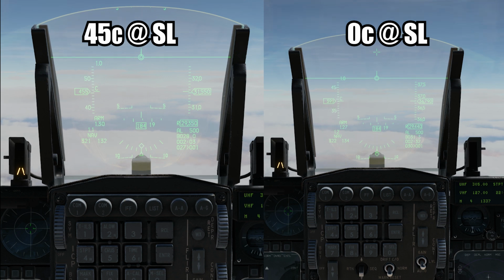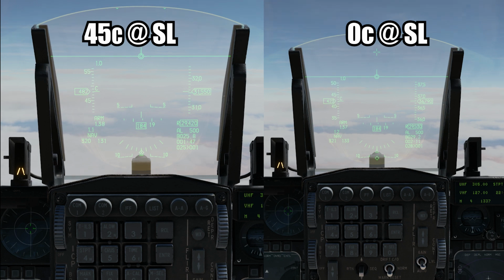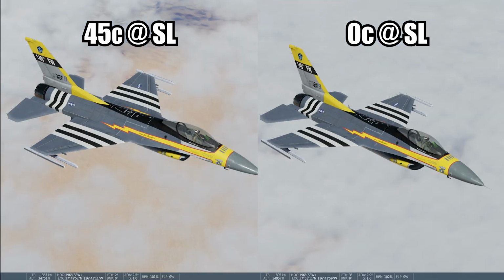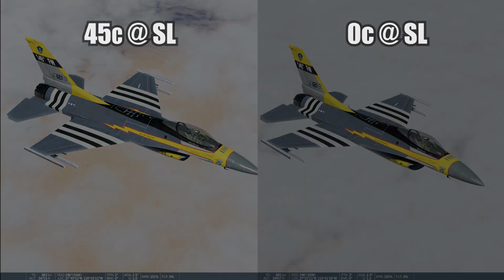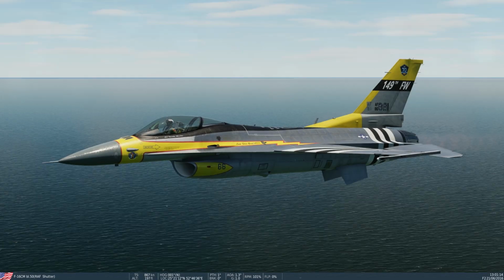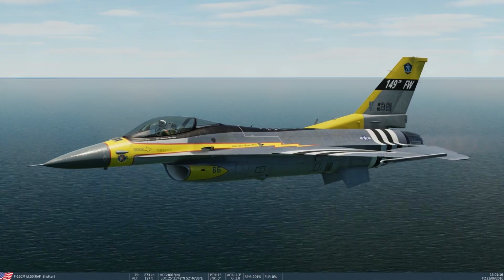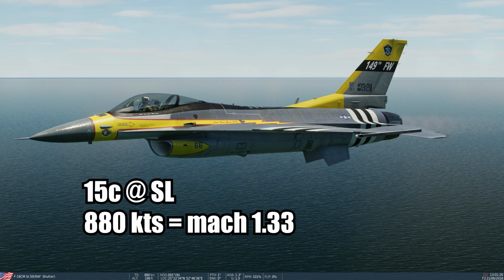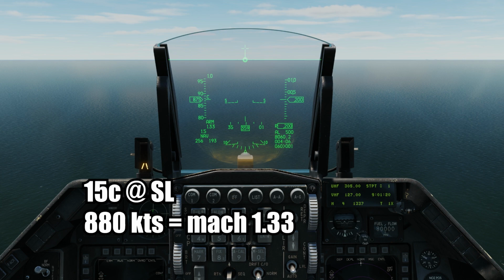In this comparison at 35,000 feet, you will notice that the true speed at Mach 1.4 is different for different temperatures. In this demonstration, you will notice that at 880 knots at sea level, which is higher than we used to have at 35,000 feet, the Mach number is lower than at high altitude, even if the sea level temperature is lower.